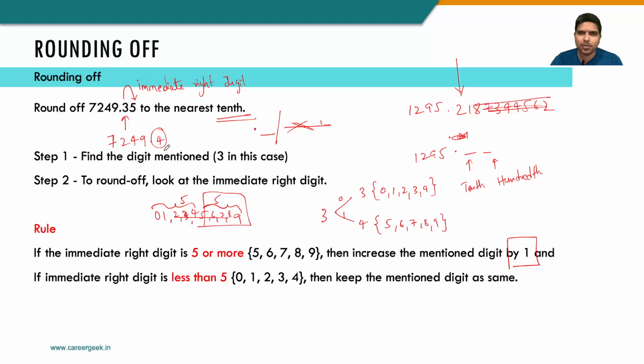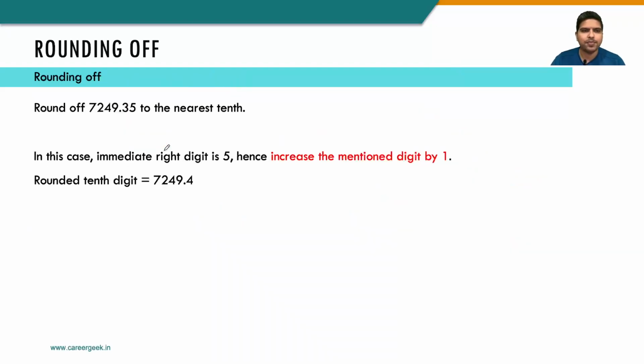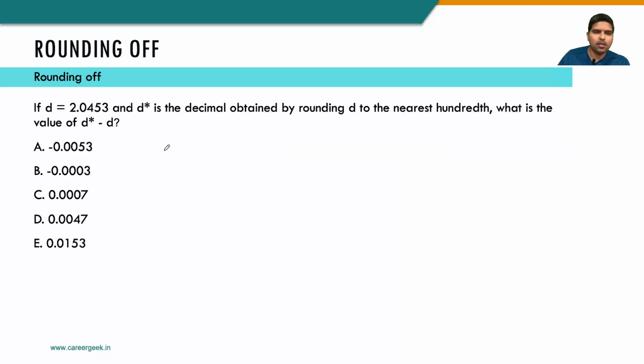Okay, I hope the concept is clear, simple. Just look at the immediate right. If it is 5 to 9, you increase by 1. If it is 0 to 4, you keep as is. Okay, so that's the answer. We'll solve two questions on this.